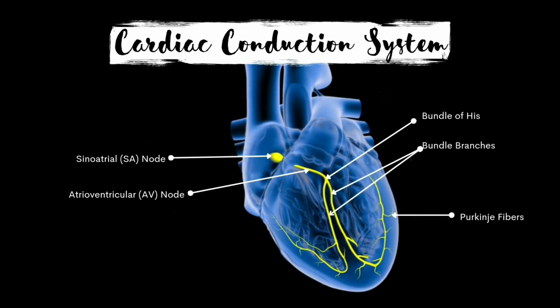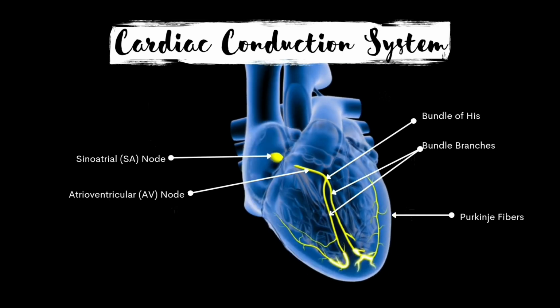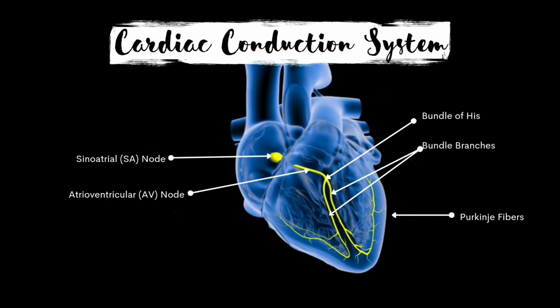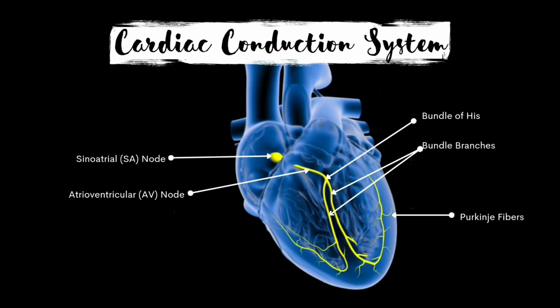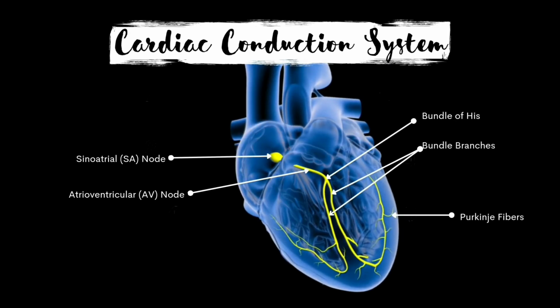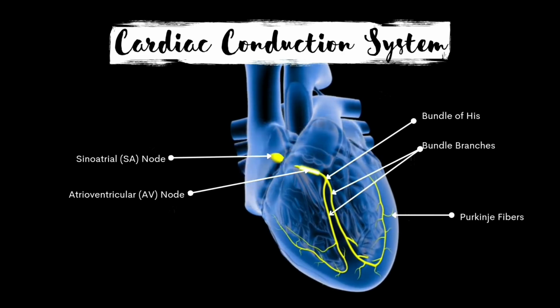This signal creates an electrical current that can be seen on a graph called an electrocardiogram, or ECG. Doctors use an ECG to see how well the cardiac conduction system works. Any changes on the EKG can mean serious problems.